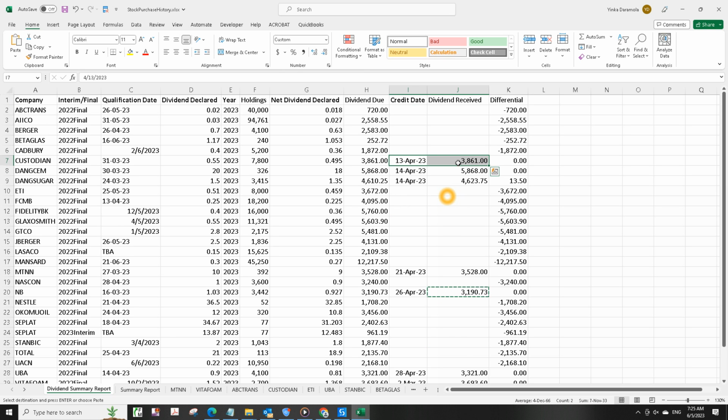So I'm looking forward to hearing comments and feedback from people who might be having a bit of a challenge in this area of dividend or script management. And so we can talk about how we can help you solve some of these problems.